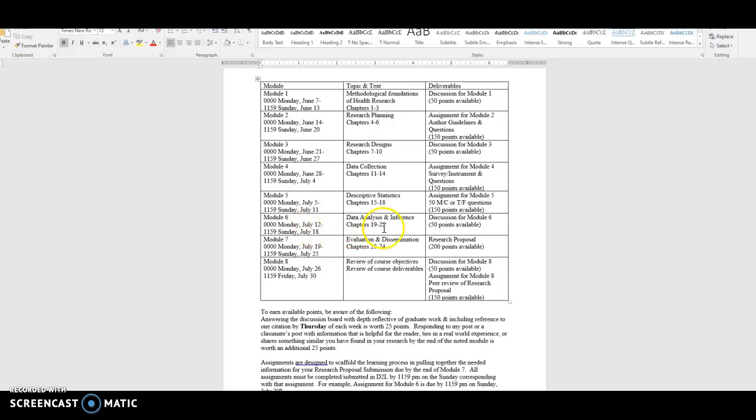Content for Module 6 looks at data analysis and inference, and then we have our discussion board that's due. So again, on your discussion board, make sure you're citing a reference and you're posting your initial response by Thursday of the week, and then respond to either a classmate or myself by Sunday night, the 18th. So let's take a look.